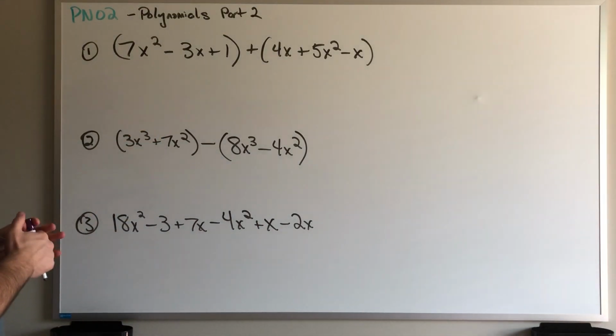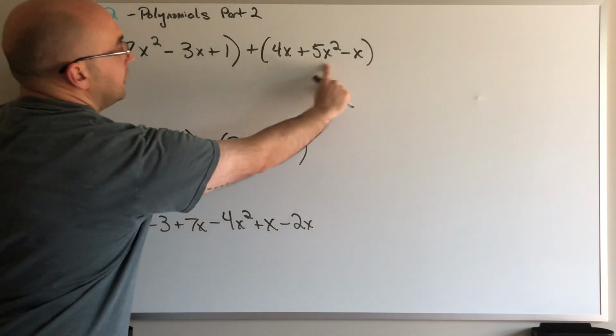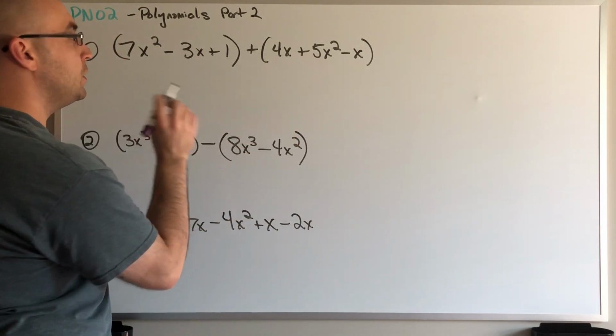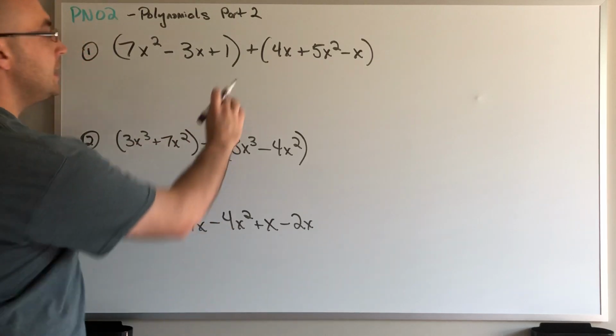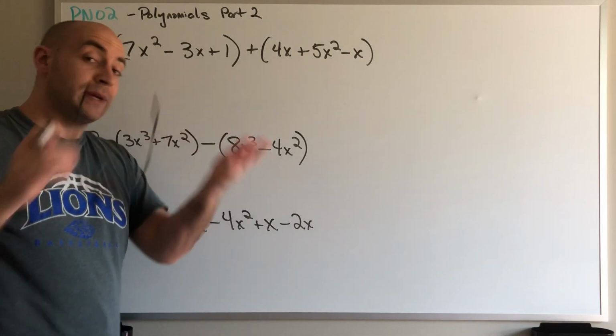Number one, I'm putting parentheses around them, okay, because I have a trinomial, right? And I have another three-term trinomial. I want you to combine like terms. Now, because there's a plus sign in the middle, that is super important. The only thing you're doing here is adding, right?